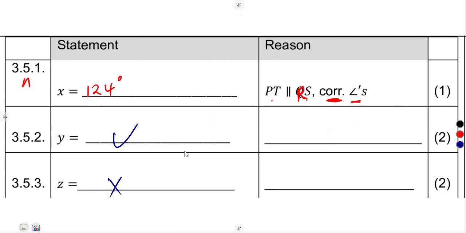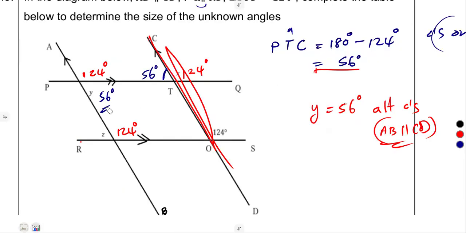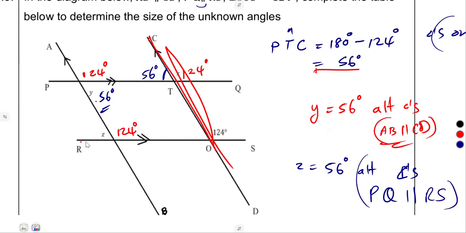Then angle Z, we can work with the 56 degrees, alternate angles. So Z is equal to 56 degrees, alternate angles from these two lines that are parallel, as we have PQ being parallel to RS. Or we can use angles on a straight line. There are so many ways that we could have attempted this, and we're still going to have 56 degrees.